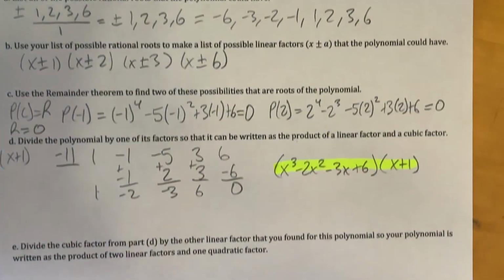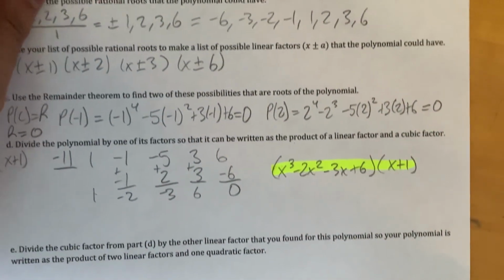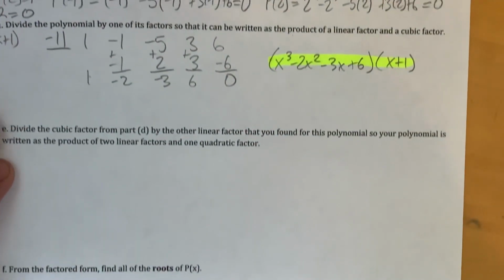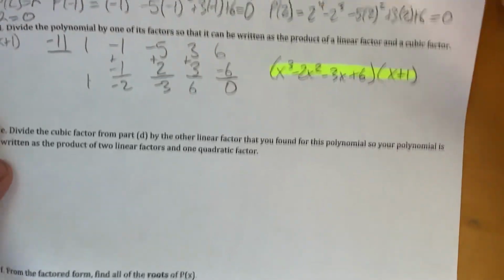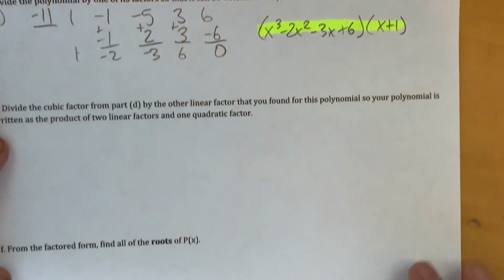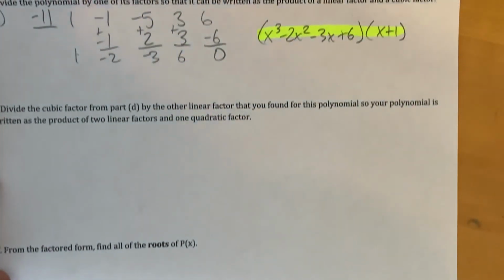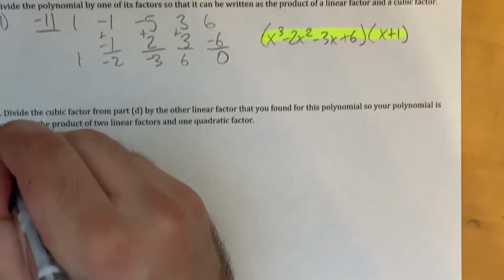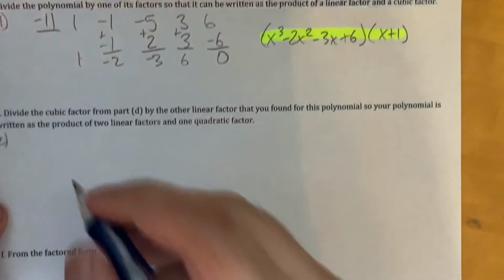What do you think part E is going to ask us to do with the other root? Divide the cubic factor from part D by the other linear factor that you found for this polynomial. So your polynomial is written as a product of 2 linear factors and 1 quadratic factor. So let's get started. It's going to be x minus 2 because I found +2. So I'm going to write 2.